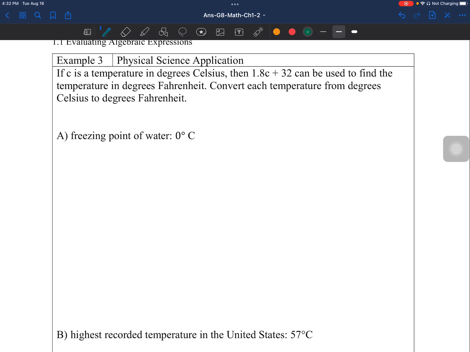And now I have a physical science application. If C is the temperature in degrees Celsius, then 1.8C plus 32 can be used to find temperatures in degrees Fahrenheit. How do we convert each temperature from degrees Celsius to Fahrenheit? How about the freezing point of water? 1.8C plus 32 when C equals 0. So 1.8 times 0 plus 32 is 32 degrees Fahrenheit.